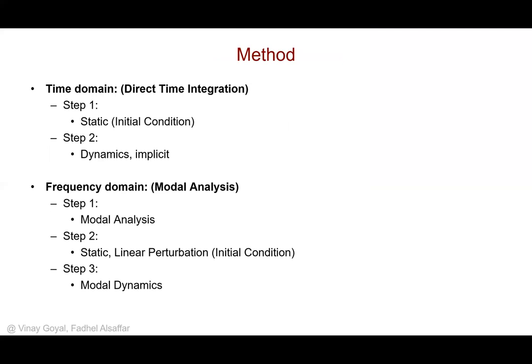The way we will be tackling our problem today has two approaches. The first approach is solving in the time domain, which is the direct time integration and doing the implicit analysis, which is basically done in two steps. First, the initial condition, and then we'll do the dynamic implicit solver. The second approach is solving the problem in the frequency domain, which we call the modal analysis. Within this approach, we let Abaqus find the modal analysis or the mode shapes of that structure.